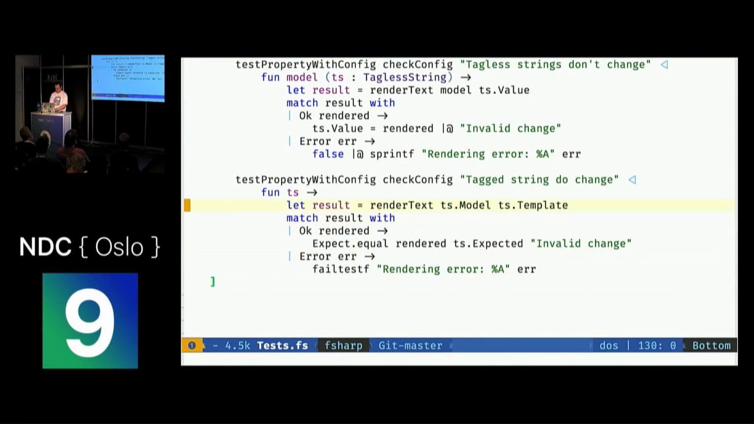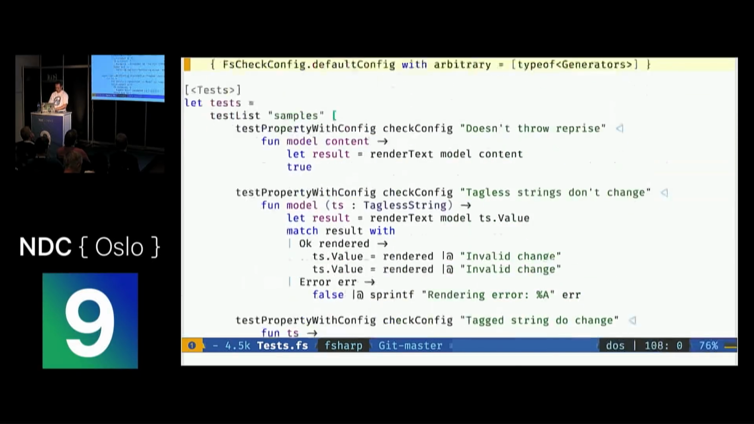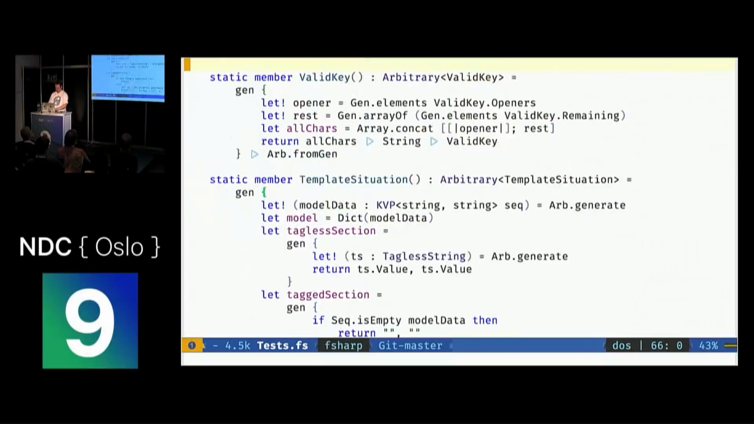So if we have a look at our property, it stays very simple, because we want to render the text of the model and the template, and then we expect the rendered text to equal the expected text that we were given. So that's great, but how do we go about doing that? And this is where the code starts to become really ugly if you try and write it as a LINQ expression.